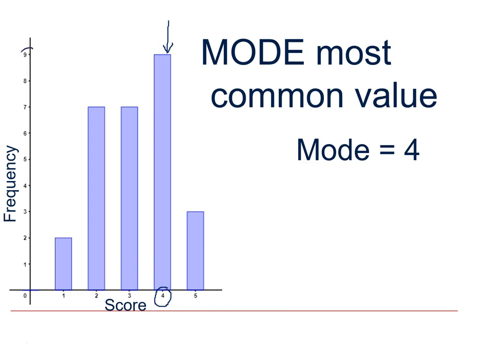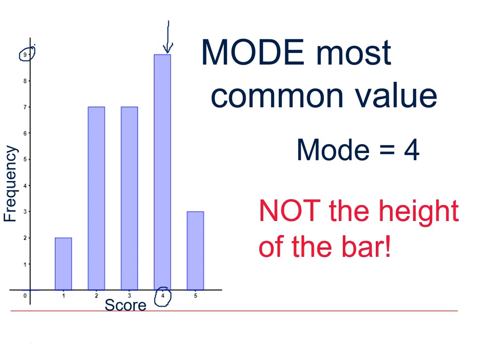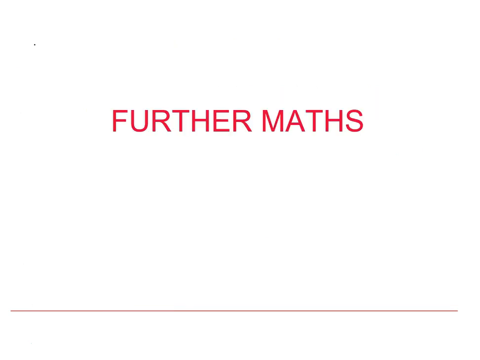So although we will use this value of 9, or you may notice it because it's the highest frequency, the mode is the value of the random variable involved that has that highest frequency. So don't use the height of the bar for the mode, use the outcome for the random variable. So in this case, score equals 4.